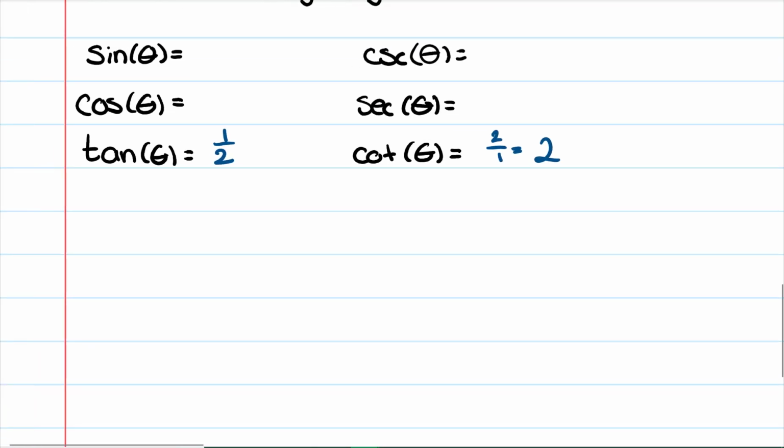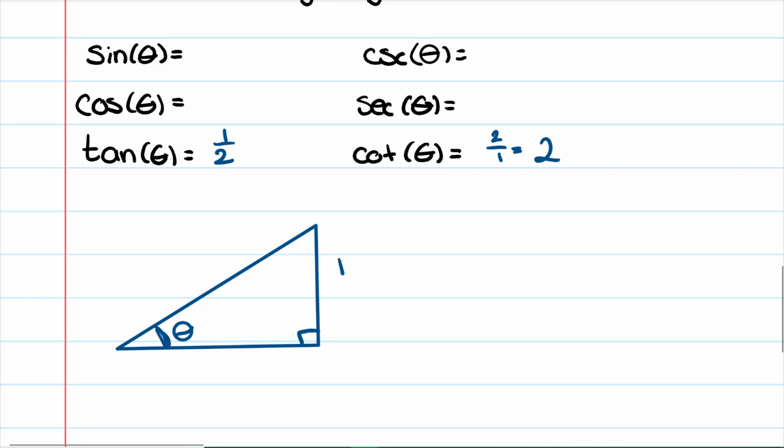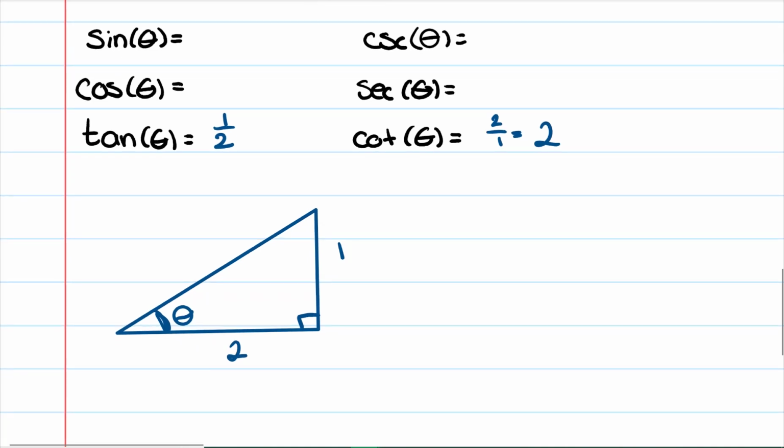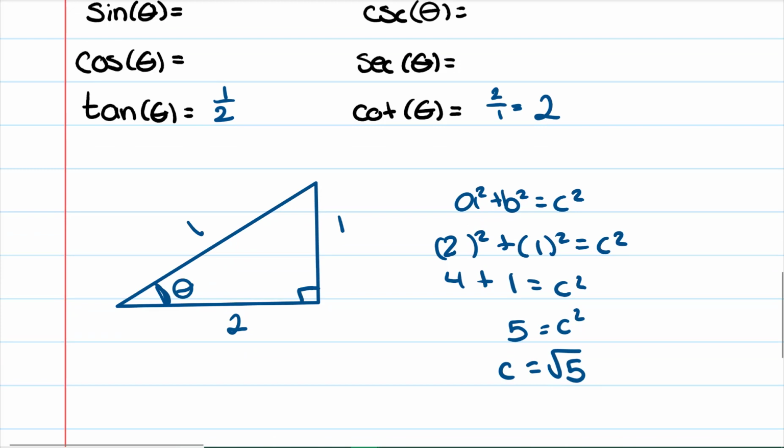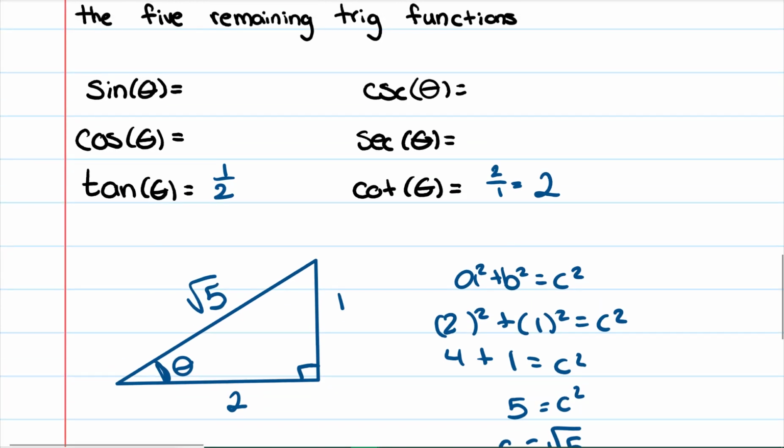Alright, so I'm going to go ahead and draw the triangle. Put my right angle in there. Pick an angle, call it theta. Now tangent is opposite over adjacent. So the opposite is 1 and the adjacent is 2. So in order to find the last side, I'm going to use the Pythagorean theorem. And I get c is equal to radical 5. And now I can just go ahead and find the remaining pieces.